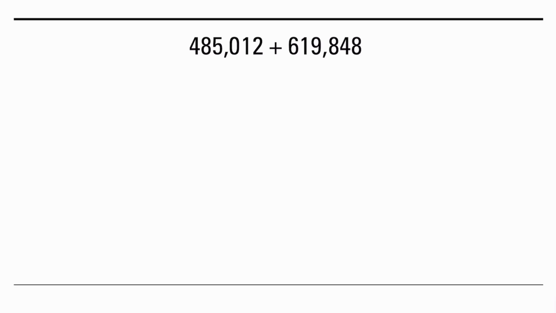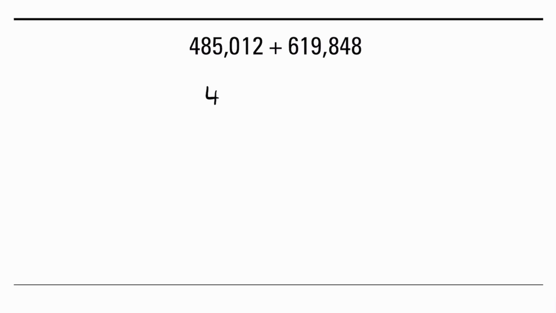485,012 plus 619,848. And so they've both got the same amount of places. When I say I want the larger number, it doesn't matter if they're the same number of places. I only mean the larger number in the sense of if one's got the hundreds place and then one's got the 10,000s place, I'd prefer to have the 10,000s up on the top.